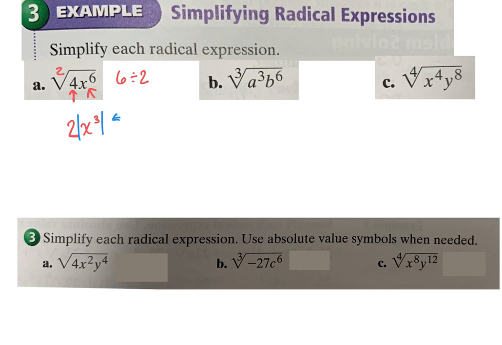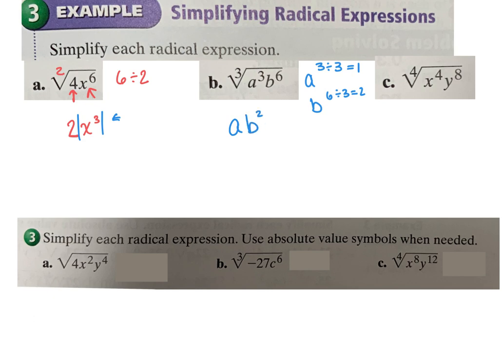All right. So for this one, I don't have any numbers to worry about. So for my a, I would just say my exponent divided by my index. So I'm going to take the a out to the first power. For my b, I'm going to say my exponent divided by my index. So I'm going to take the b out to the second power.